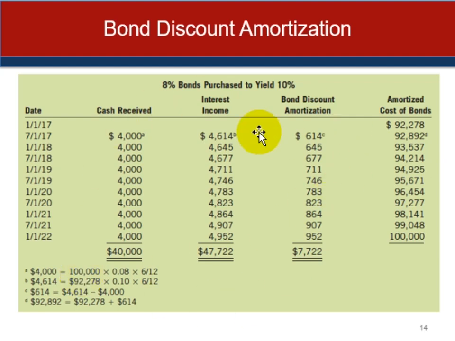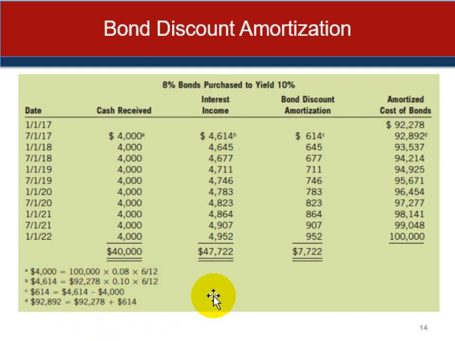Anyway, this is the amortization schedule, and that's based on 10 semi-annual periods as listed here. The amount of the interest income is going to be based on the amortized cost of the bond, so 92,278 at 5% gives us 4,614, which is what's shown down here.